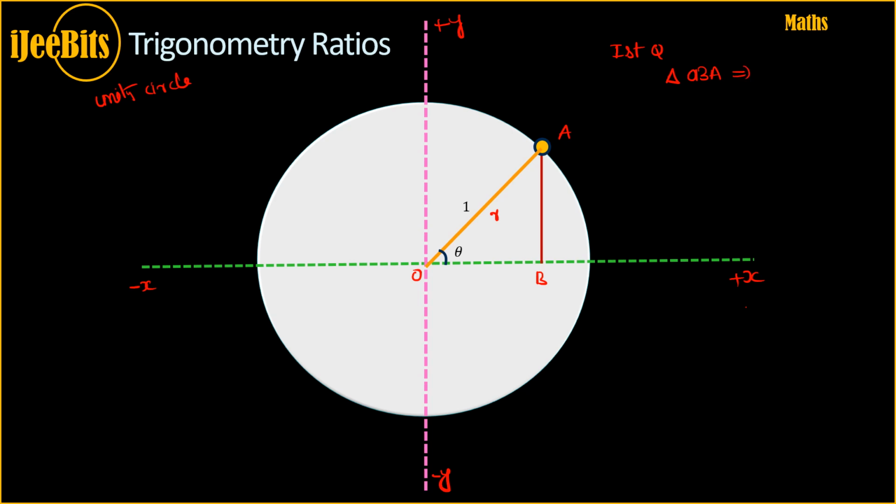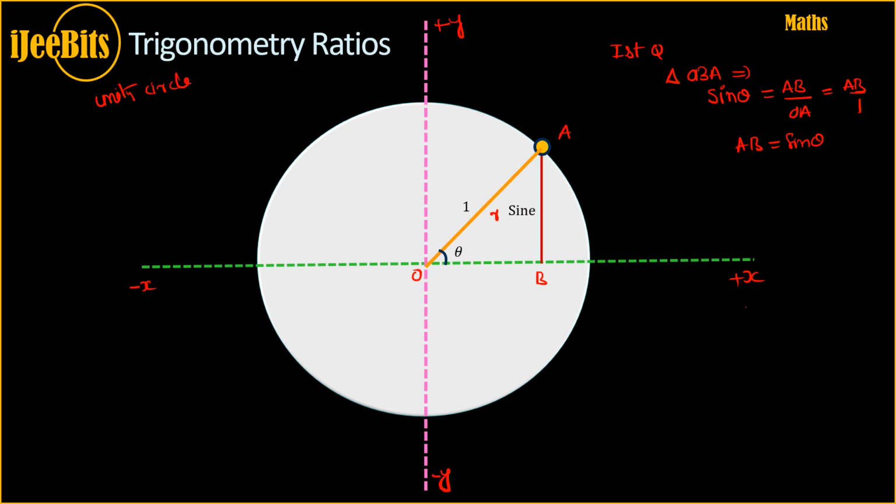Okay, so you know the relationship between AB and OA, right? Which is called sine theta. Sine theta equals opposite, and the opposite side is AB, right? Divided by hypotenuse OA, right? So AB by 1, and hence AB equals sine theta, right? So that means AB is sine theta.